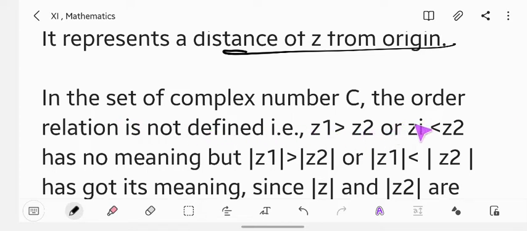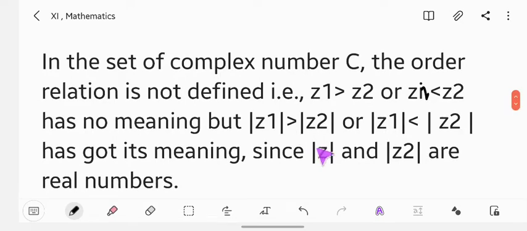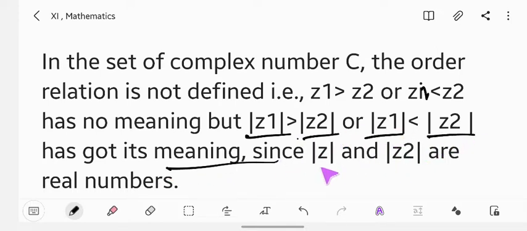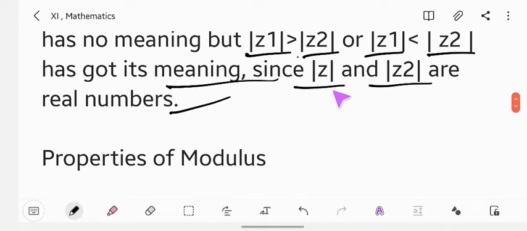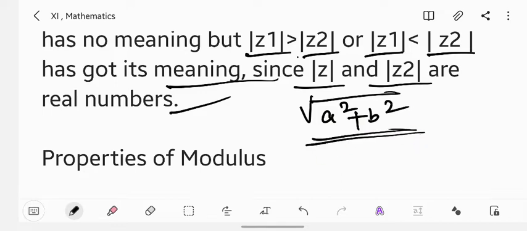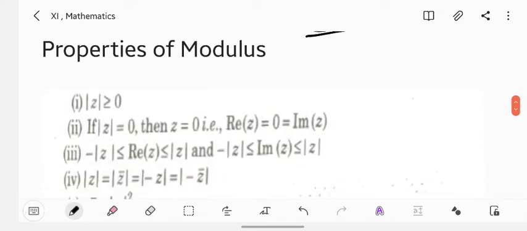In the set of complex numbers C, the order relation is not defined, that is z1 greater than z2 or z1 less than z2 has no meaning. But mod of z1 greater than mod of z2, or mod of z1 less than mod of z2, has its meaning, since mod of z1 and mod of z2 are real numbers. They are real numbers because we are doing the squares of the real and imaginary parts of the complex numbers.